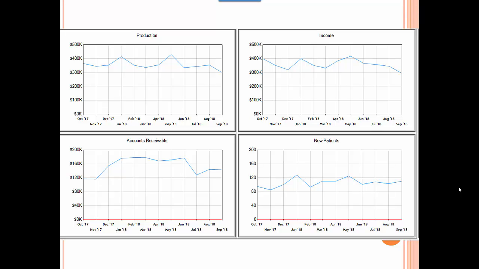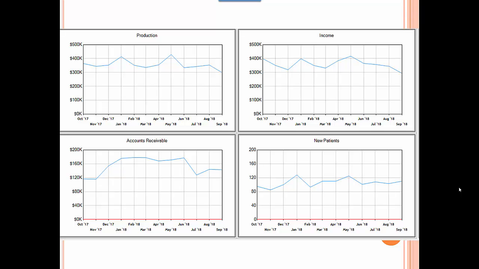We always want to look at the production, income, accounts receivable, and new patients. These are the four most important things to check as far as the health of the practice is concerned, and then we can drill down from there depending upon what we find here. So let's take a look at this practice.